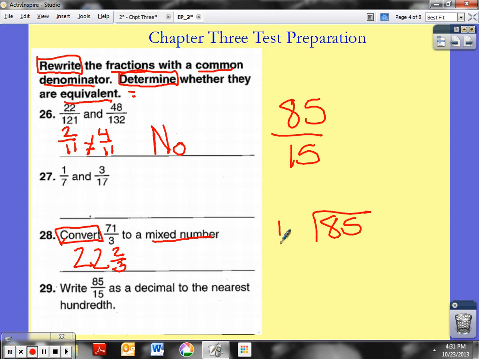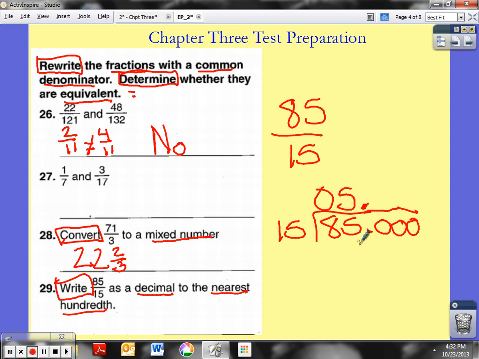Okay, it says to take it out to the hundredths, so I really should take it out to the thousandths if they want me to round it to the nearest hundredth. So I'll take these out to the thousandths. Okay, 15 does not go into 8. 15 goes into 85. Well, 6, we learned from the previous question, is 90. That's too big, so let's go with 5.